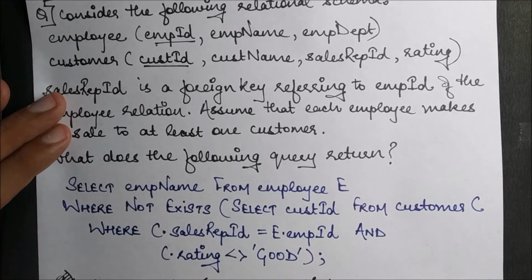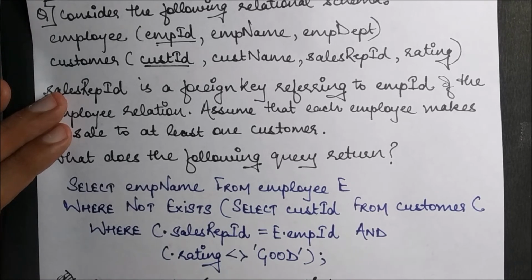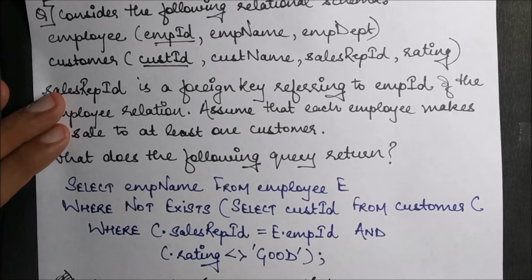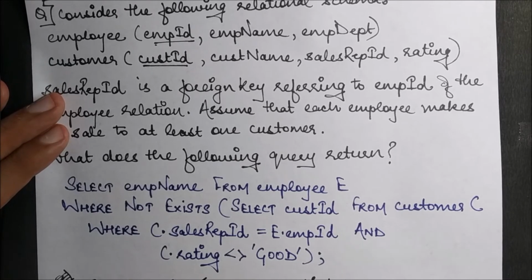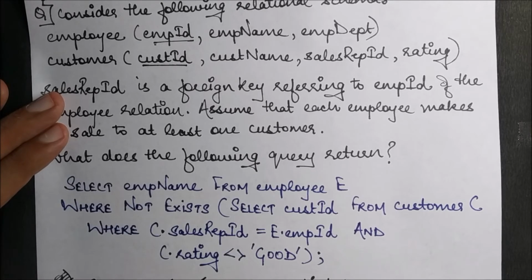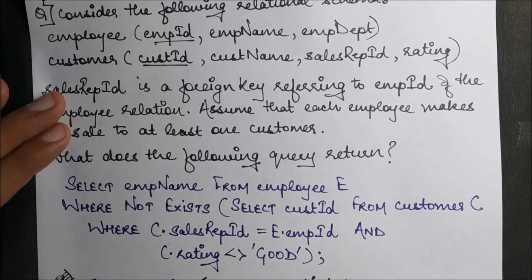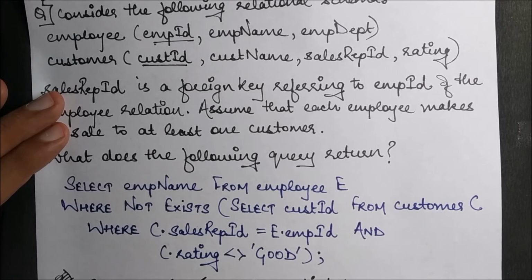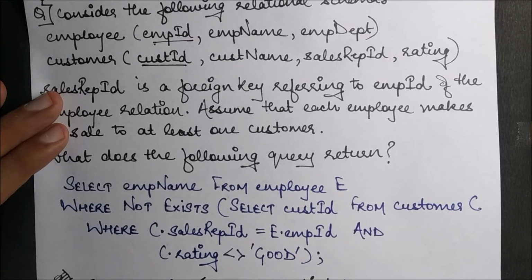You are not selecting those employees which have at least one customer with a not good rating. You are not displaying those employee names which are linked with at least one customer which has a not good rating. What does that mean now? It means you are displaying only those employee names which have all their customers with rating specified as good. So that's all for this particular query.